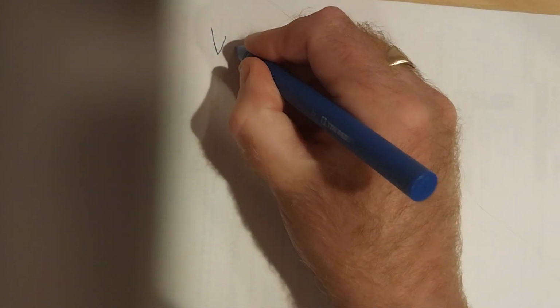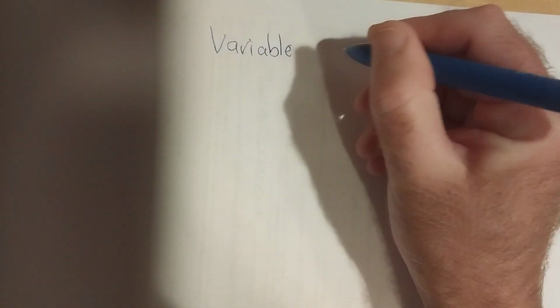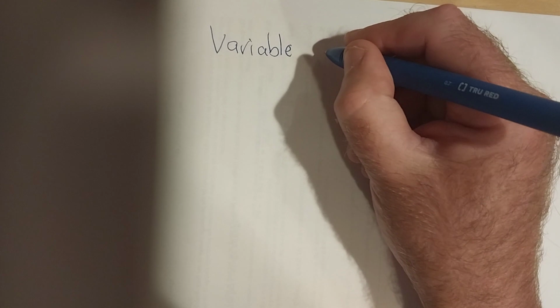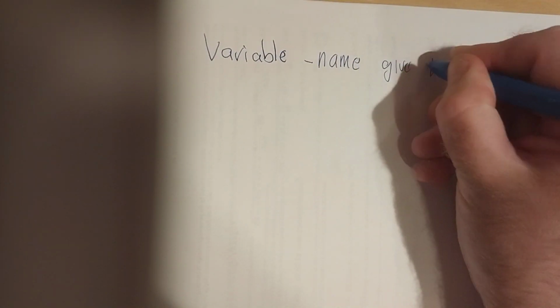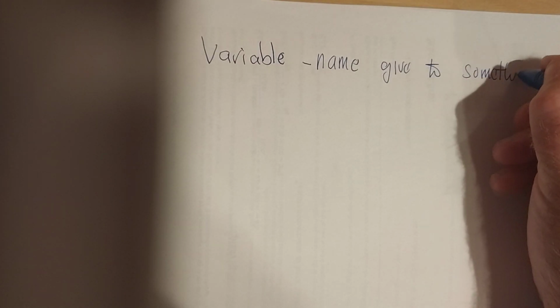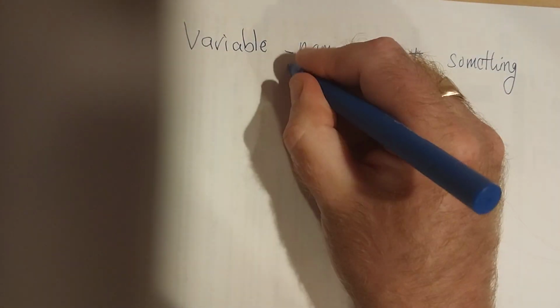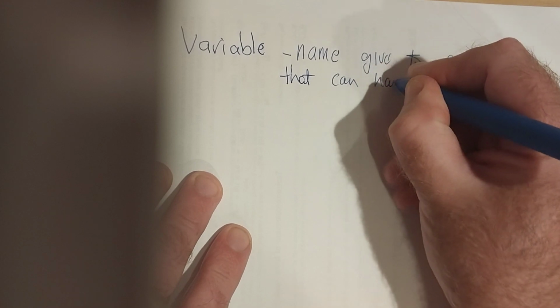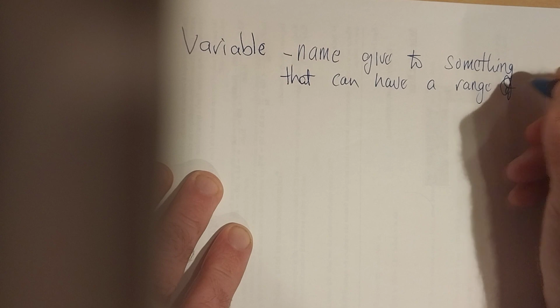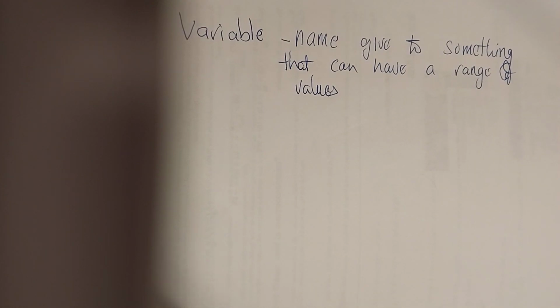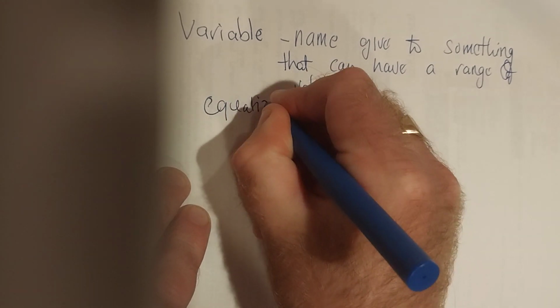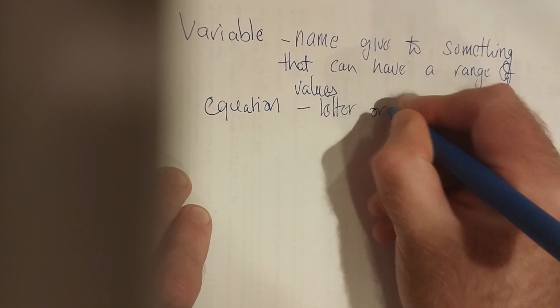So what we're going to do is basically talk about something called a variable. Now, what we're saying is a variable is essentially a name that we give to something that can have a range of values. So height, temperature, hair color. So the value of the variable can change or vary. All right. And in an equation, we can either express it as a letter, which is common, or even a symbol.